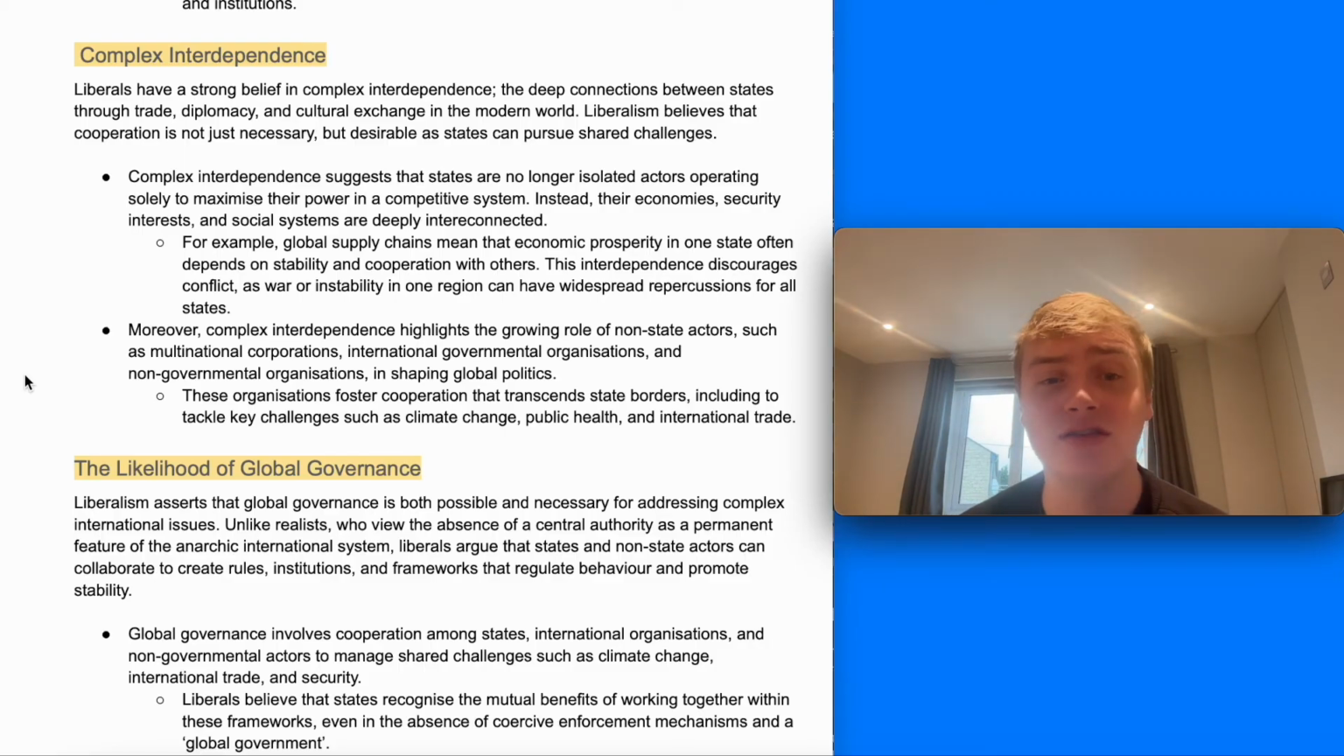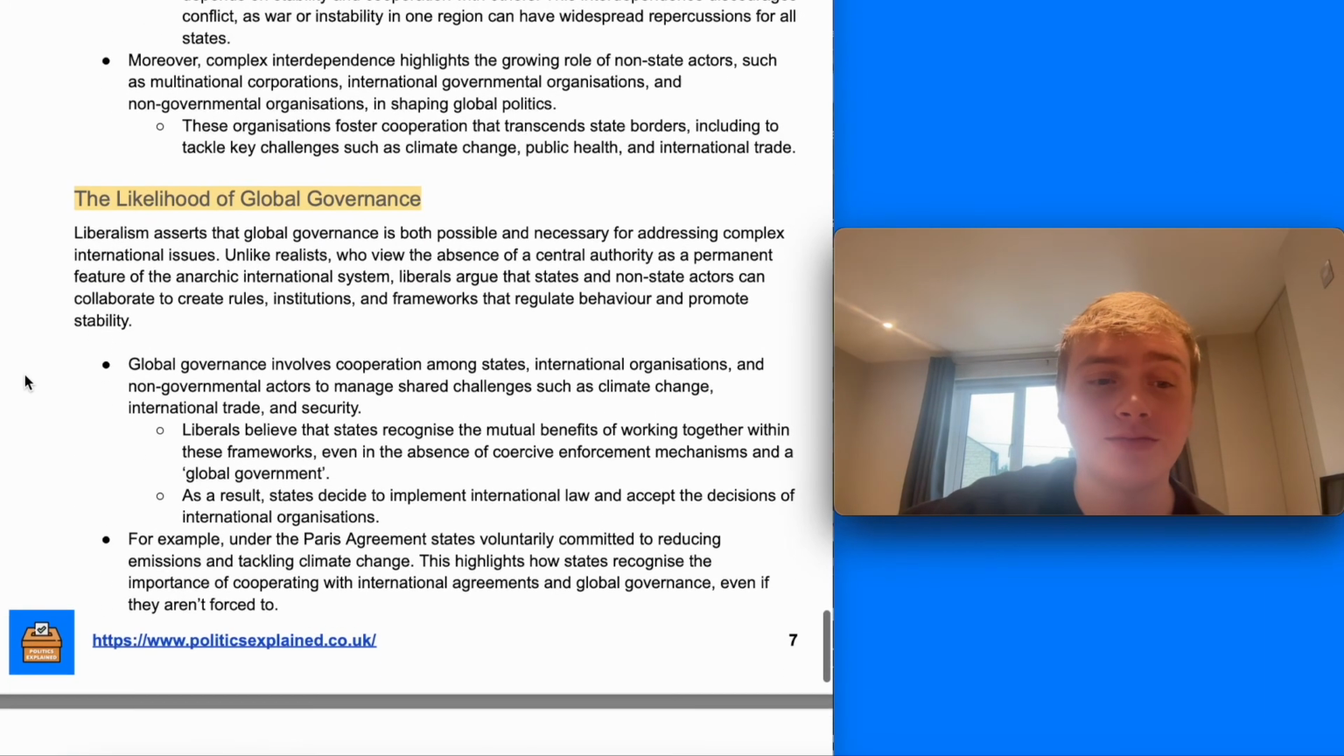Moreover, complex interdependence highlights the growing role of non-state actors, such as multinational corporations, intergovernmental organisations, and non-governmental organisations in shaping global politics, as these organisations foster cooperation between states that transcends borders, including to tackle shared global challenges such as climate change and international trade.